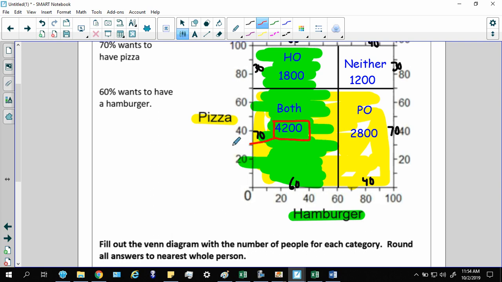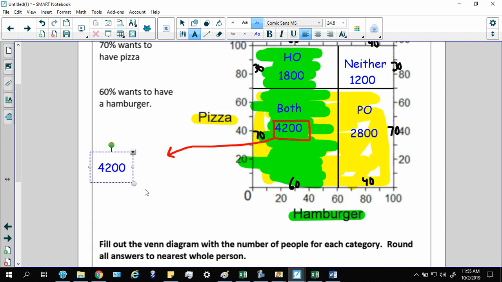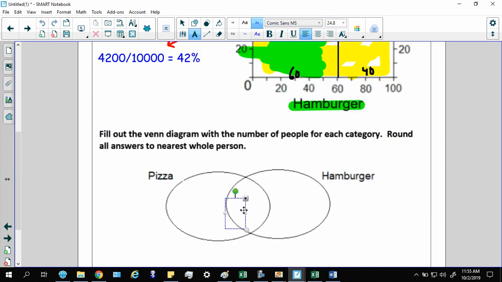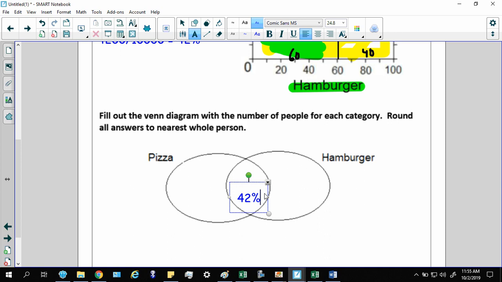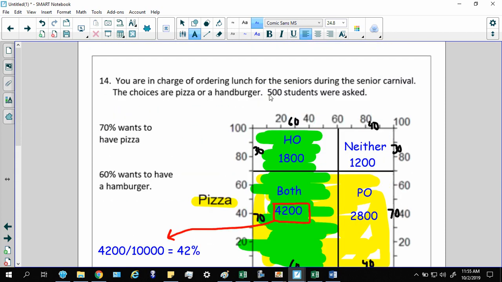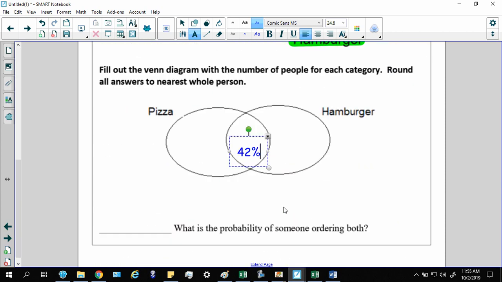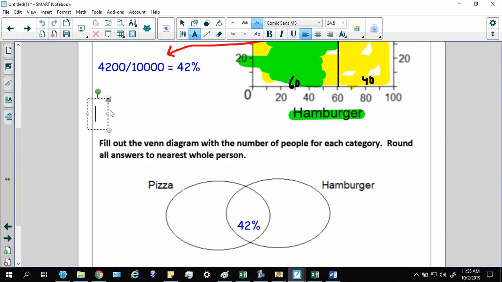All right, so off to the side, I'm going to say, okay, let me get the percentage. 4,200 divided by 10,000 gives me 42%. So I know that there's going to be 42% of whoever I'm asking. Who am I asking anyway? Oh, seniors. I know that there's 42% of my 500 seniors that want both. All right. So again, off to the side, I'm going to do 0.42 times 500. And when I do that, I get 210. So the number of people I have in here is 210.